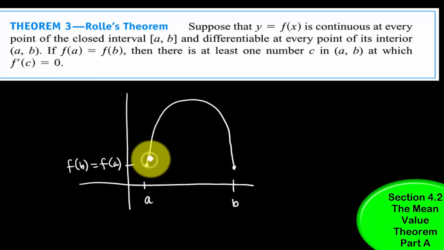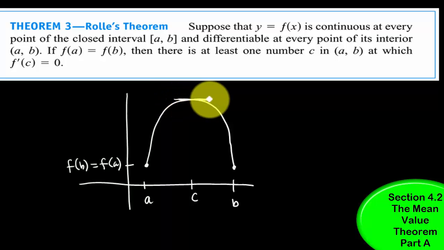Now, what is the conclusion? You see that you have a smooth curve in between a and b. That's the way we say it's differentiable at every point in the interior. Then the conclusion is there is at least one number c, so let's say that's your number c, at which its derivative at that point is 0, right about there. So that's what Rolle's theorem tells you. You have a continuous function, differentiable in the interior, so you are bound to get a number c where the slope of the tangent line to the curve is 0.